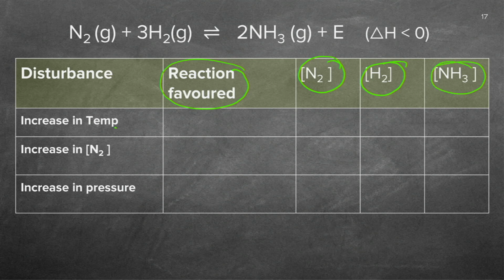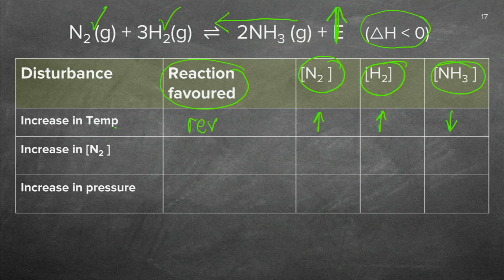I know an increase in temperature, it is an exothermic. So if I increase the temperature, it will want to go that way. So it will be the reverse reaction. It will increase the N2. Do you see this side? It will increase the H2 and it will decrease that one.